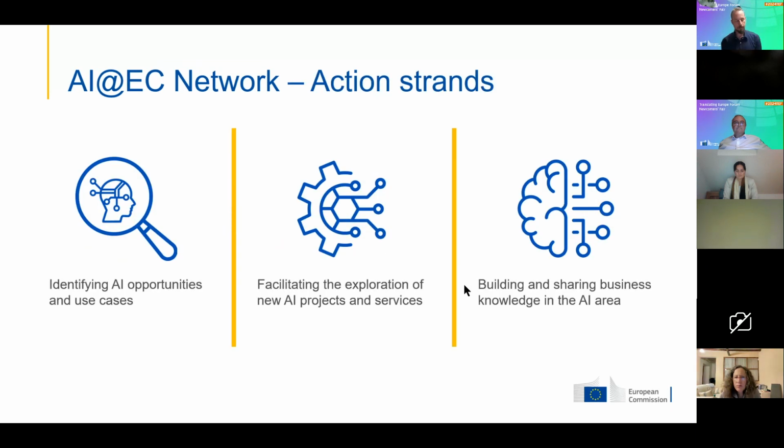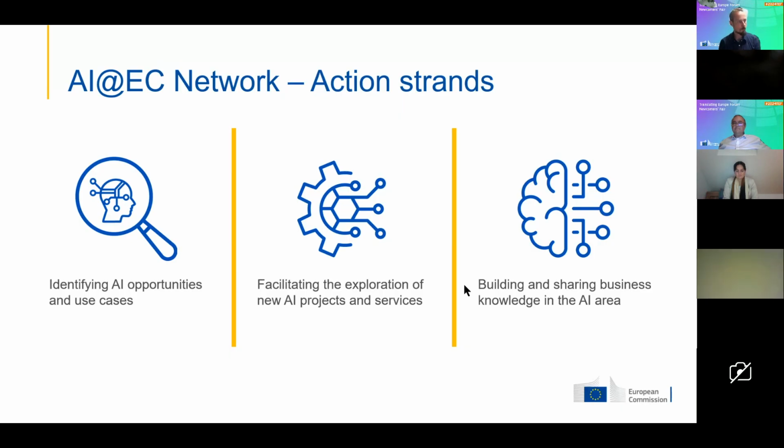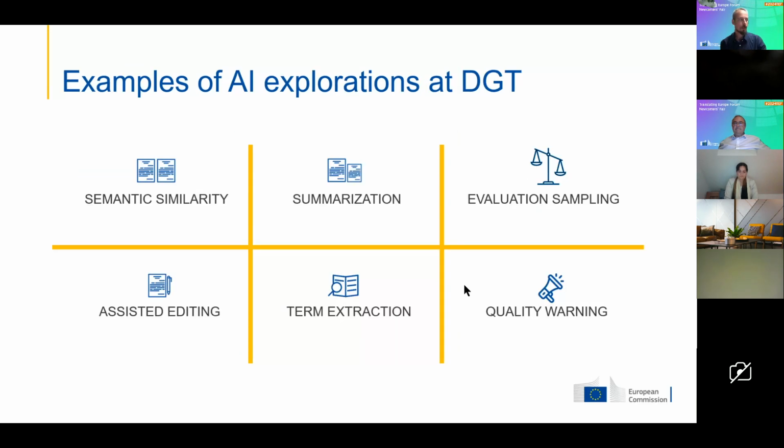And this network has 3 main action strands. First one is to find out what AI can be used for in our professional setting. Then the second one is helping us explore how that can be done. And the third one is just general sharing of knowledge about AI. And these are some of the examples of what we have been busy with in the AI network.